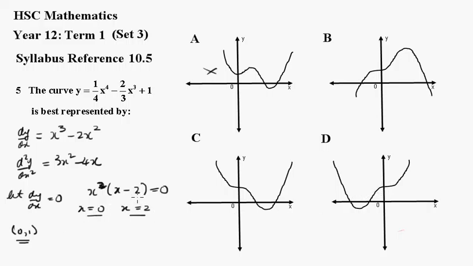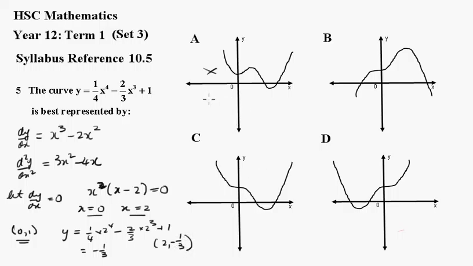Okay, so we have to look at the other point, when x equals 2. What does y equal? So y equals 1 quarter times 2 to the fourth minus 2 thirds times 2 cubed plus 1. Okay, and that all comes out to minus a third. So we have a stationary point at 2, minus a third.